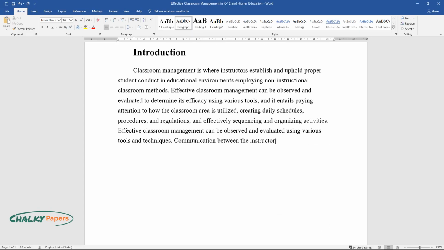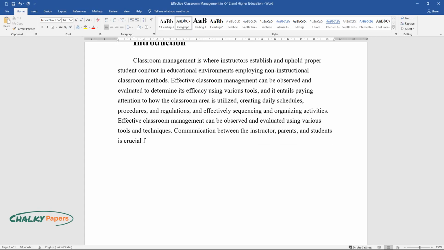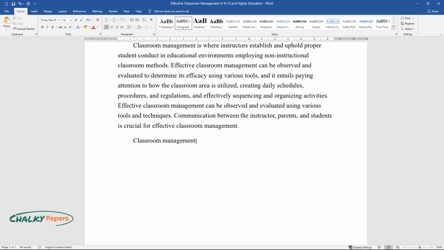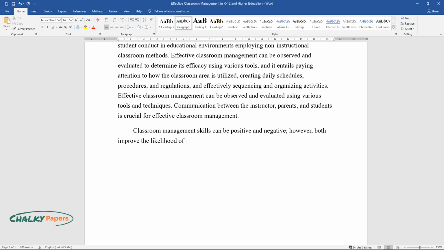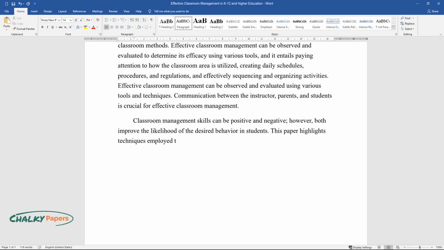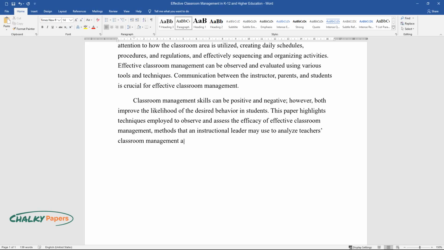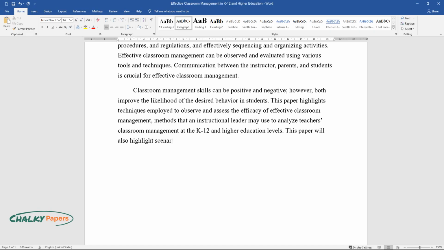Communication between the instructor, parents, and students is crucial for effective classroom management. Classroom management skills can be positive and negative, however, both improve the likelihood of the desired behavior in students. This paper highlights techniques employed to observe and assess the efficacy of effective classroom management, methods that an instructional leader may use to analyze teachers' classroom management at the K-12 and higher education levels. This paper will also highlight scenarios of positive and negative classroom management skills.